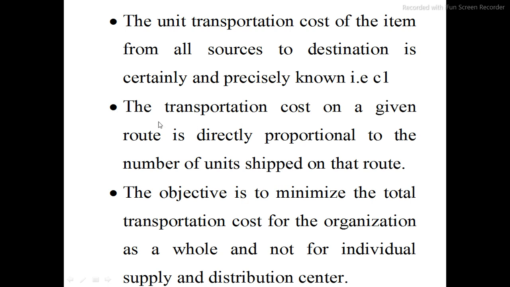Next, the transportation cost on a given route is directly proportional to the number of units shifted on that route. That means the amount is directly proportional to the quantity, how much you required. It is directly proportional always. The cost will depend on how much quantity you required. The cost will be directly proportional, right?